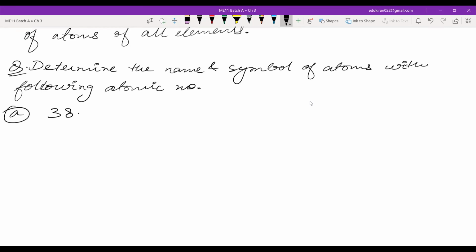So first of all, what you will do, you will write the electronic configuration. So what will be the electronic configuration of the atom whose atomic number is 38? First of all, tell me, Hamza, which noble gas is nearest before 38? Yes, Hamza, before 38. Krypton. What is the atomic number for krypton? Sir, 36. 36, right? So we have to fill how many more electrons? 2 more electrons? Yes, sir, 2 more electrons.